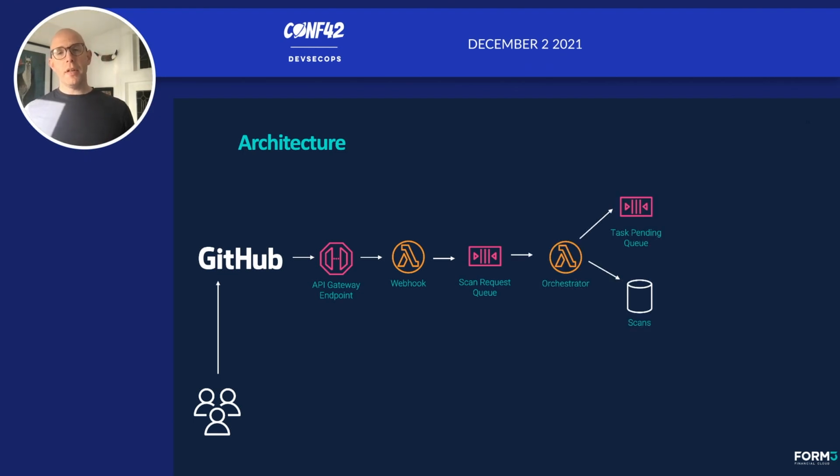That request queue is then consumed by an orchestrator Lambda, and that records some details about the scan, and then creates a message on the task pending queue, which gets picked up by the scheduler Lambda. Now, the scheduler Lambda actually runs the scan as a task on Amazon's Elastic Container Service. And for this, we're using a serverless Fargate cluster.